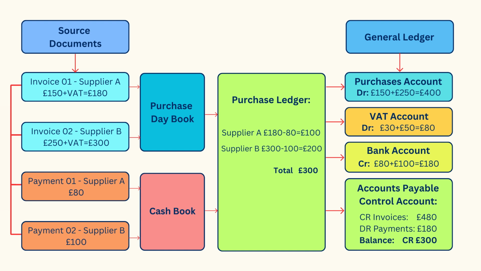Accounts Payable Control Account is part of the general ledger, and it summarizes the total amount the business owes to all suppliers. The key principle here is that the total of all supplier balances in the purchase ledger must equal the balance in the Accounts Payable Control Account. If the two do not match, it means there is an error somewhere in the postings.